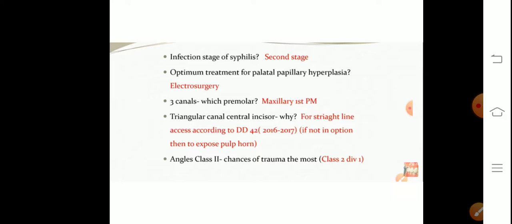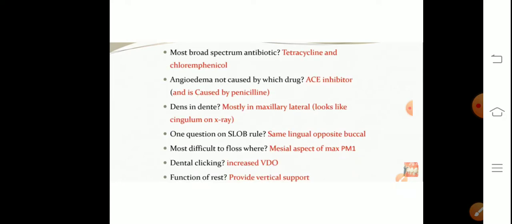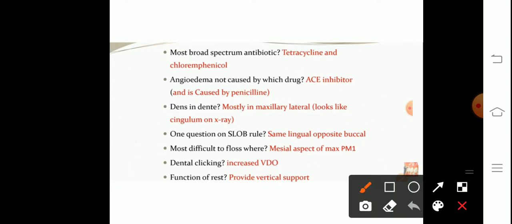Angle class 2, chances of trauma. Which class has higher chances of trauma? It should be class 2 division 1 or class 2 division 2, and class 2 division 1 has higher chances of trauma. Most broad spectrum antibiotics: the most commonly used broad spectrum antibiotics are tetracycline and chloramphenicol. Angioedema is caused by which drug? That is ACE inhibitor.